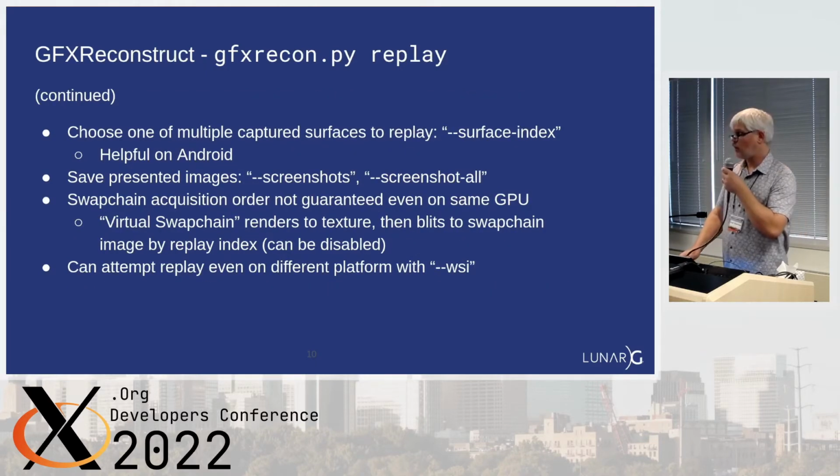On Android, we only make one surface. So for a capture that opened multiple surfaces, you can choose the index directly. You can save off screenshots, all of them, or some range.